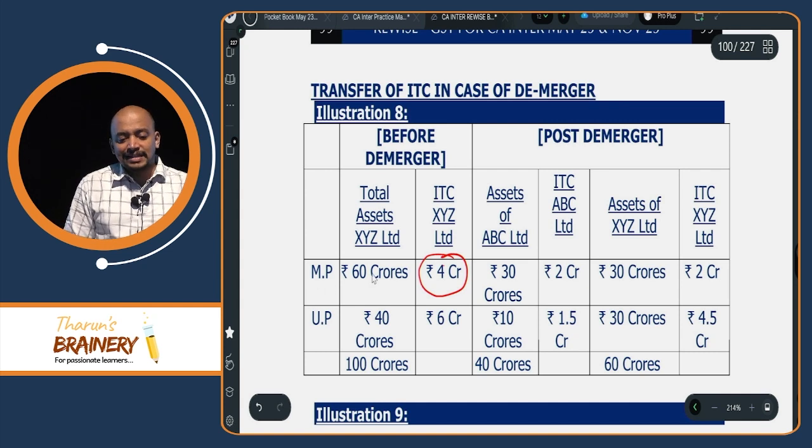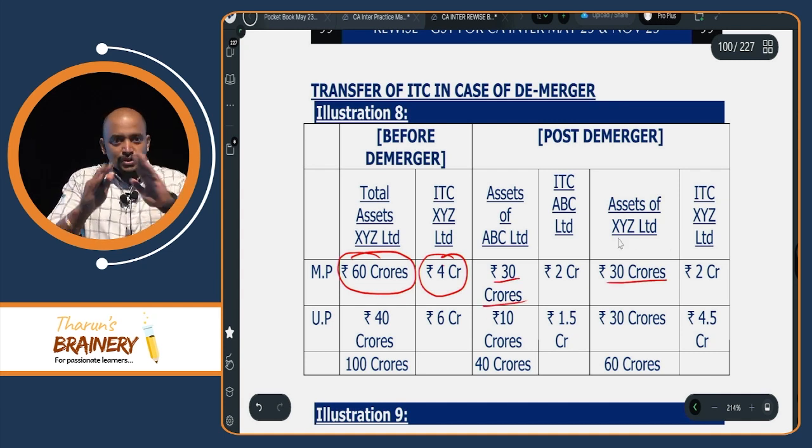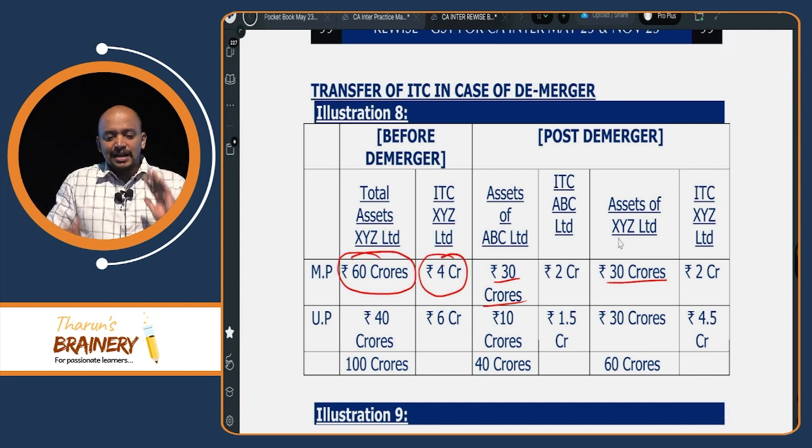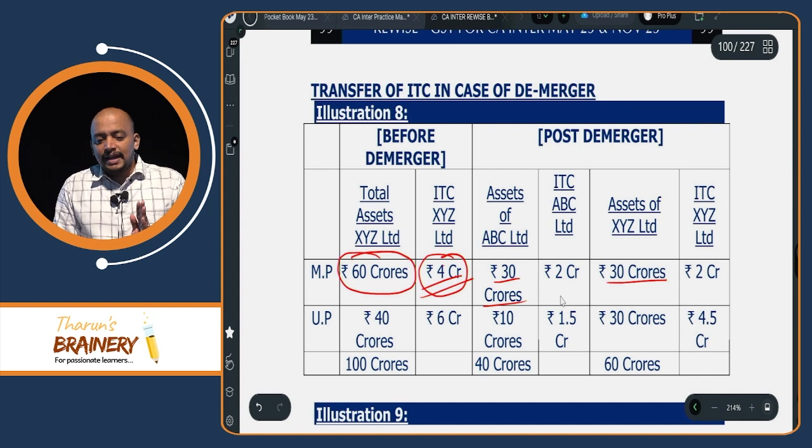Now see the assets in Madhya Pradesh. What are the assets in Madhya Pradesh? 60 crores. How is that 60 crores given to ABC Limited and XYZ Limited? 30 crores to ABC, 30 crores to XYZ. So equal ratio. Then the ITC of 4 crores should be equally given to ABC and XYZ.